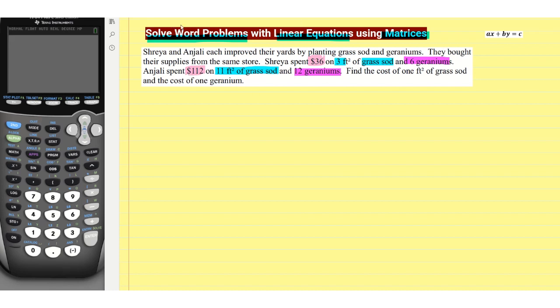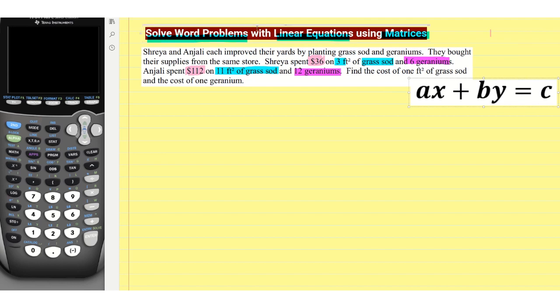Like I said in previous videos, this is something you just get used to. When you see this kind of information, you begin to recognize that it will be in the format of a standard linear equation, which is the ax plus by equals c format. So we're going to see how our information will fit into that format.